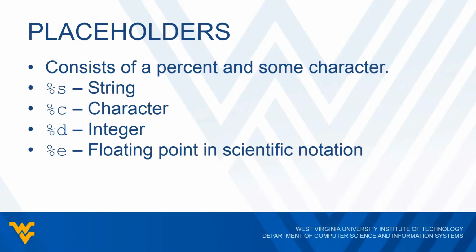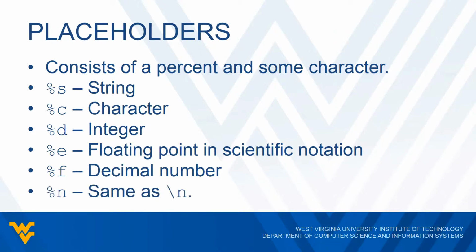%e would be a floating point number, like a float or a double in scientific notation. %f would be our float and our double with decimal places. And then %n would be the same as our new line, our \n character.